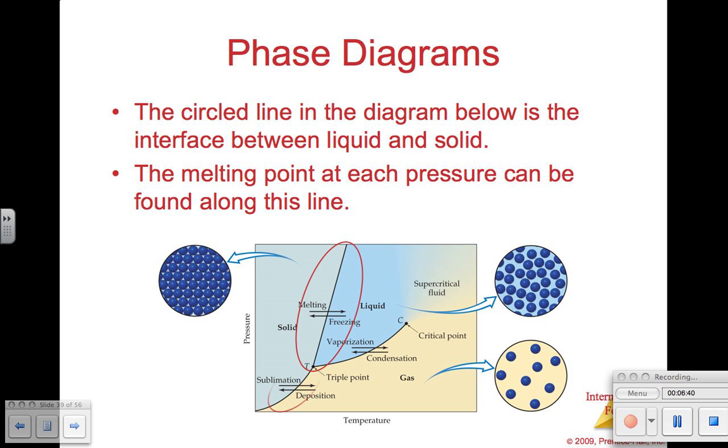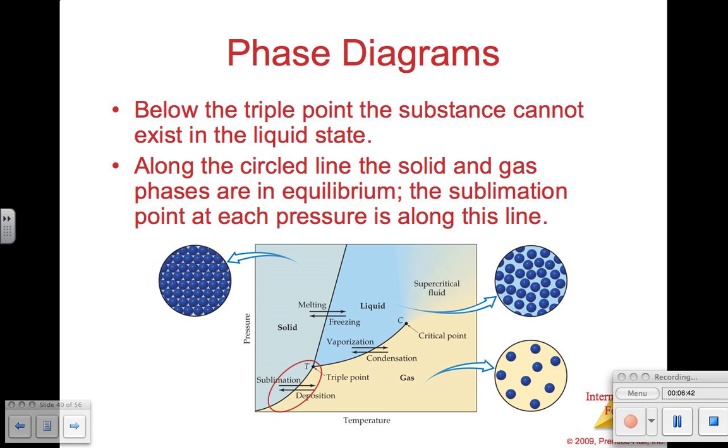So this is when things melt. This is the temperature at which things melt depending on the pressure. Now below the triple point, the substance can't exist in the liquid state. It doesn't exist. And so along the circled line, the solid and gas phases are in equilibrium. The sublimation point at each pressure is along this line.